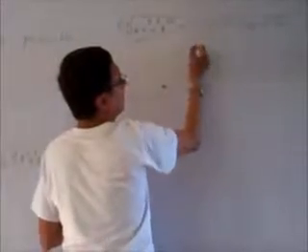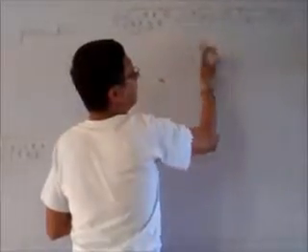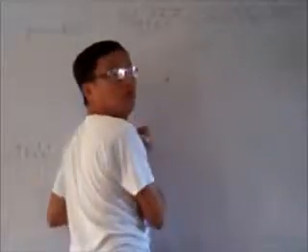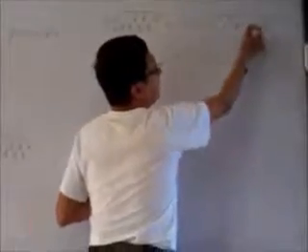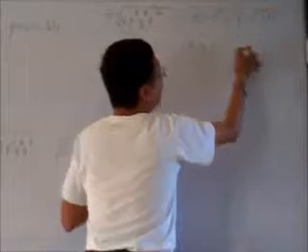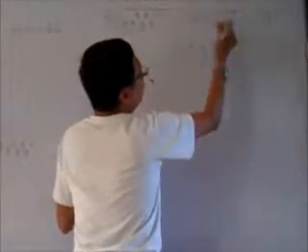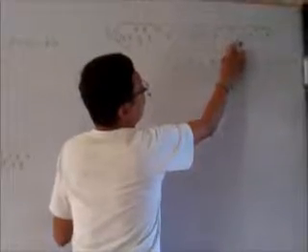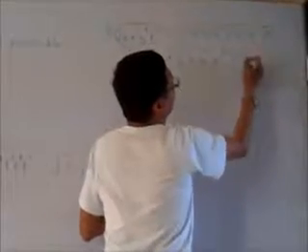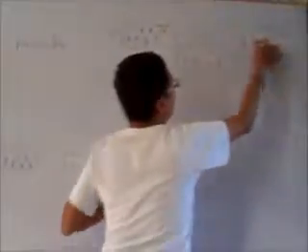What is the cube root of 8? 2. What is the cube root of x cubed? x. What is the cube root of y cubed? y. What is the cube root of z to the 9? z cubed. That is how we read it, times the cube root of 2yz. And that is the final answer.